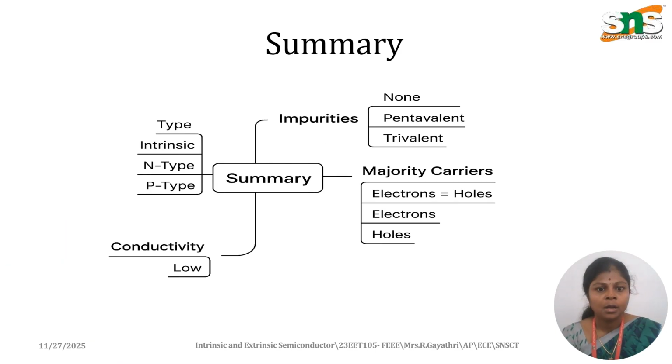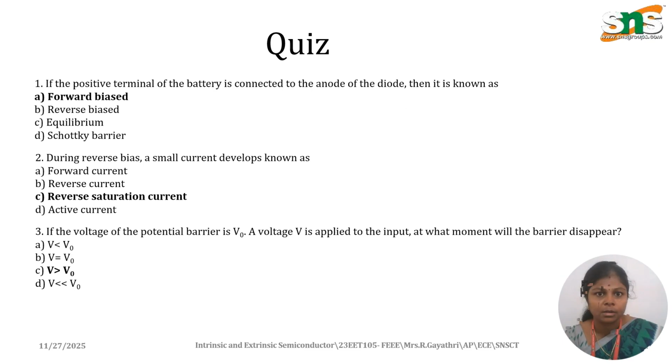And today we have discussed the intrinsic and extrinsic semiconductor. We have the summary of the topic we have discussed. The types are intrinsic and extrinsic, and the impurity added is trivalent and pentavalent impurity, and conductivity will be low. The majority carriers in the p-type are holes, and in the n-type the majority carriers are electrons. In intrinsic semiconductor, the electron and hole balance will be equal.